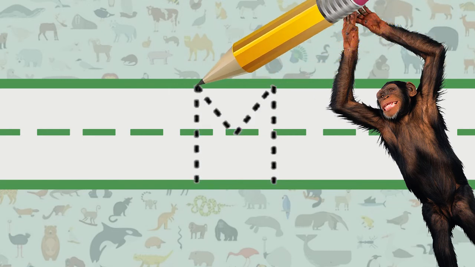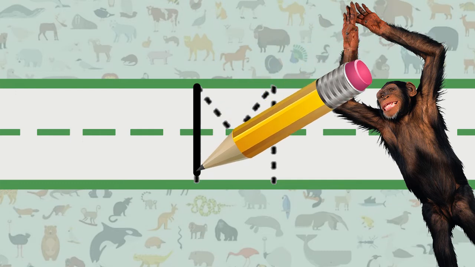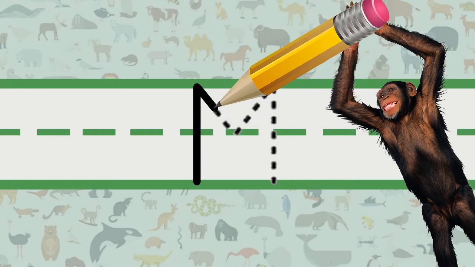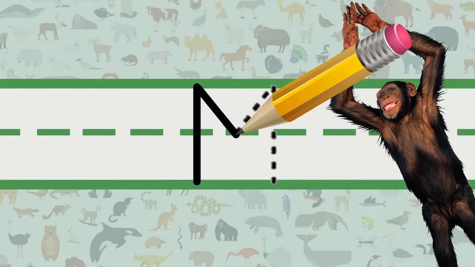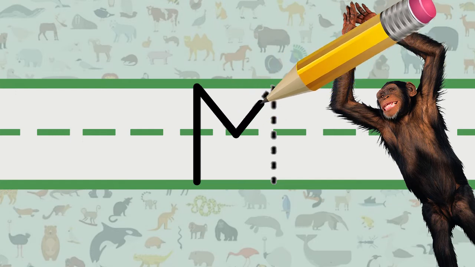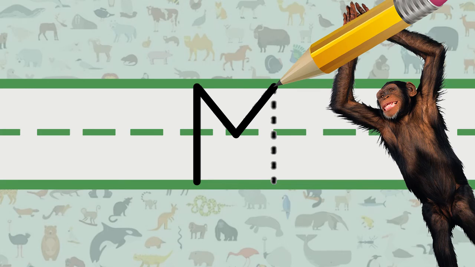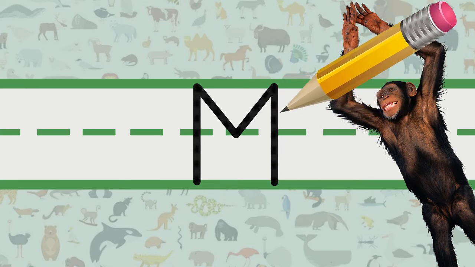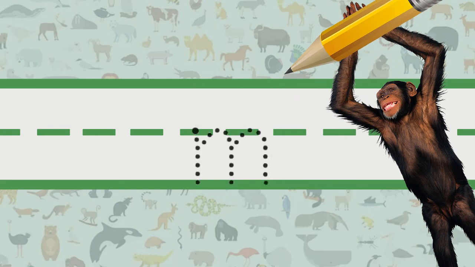Start at the top and draw a straight line down to the bottom. Then go back to the top and draw a diagonal line to the middle. Then draw a diagonal line back to the top. Then draw a straight line down to the bottom. Now let's write lowercase m or small m.